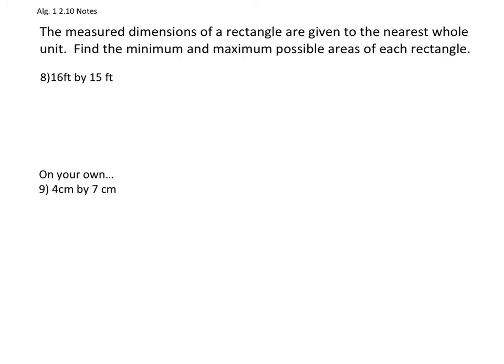Alright, so the measured dimensions of a rectangle are given to the nearest whole unit. Find the minimum and maximum possible areas of each rectangle. So the first one we have is a 16 by 15 foot rectangle. And I mean, we could assume that's probably somebody's living room or something like that, but it's just kind of an approximation. So we're going to figure out what the minimum and maximum possible area is for each rectangle. And the area of a rectangle is basically length times width, right? So we know that we have a range in this that we could potentially have.